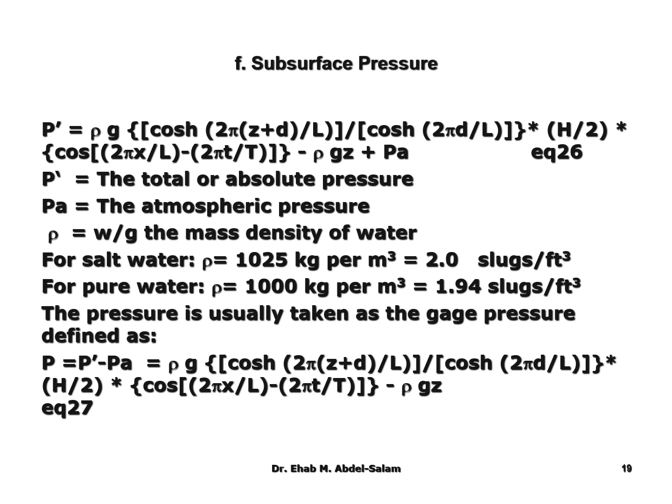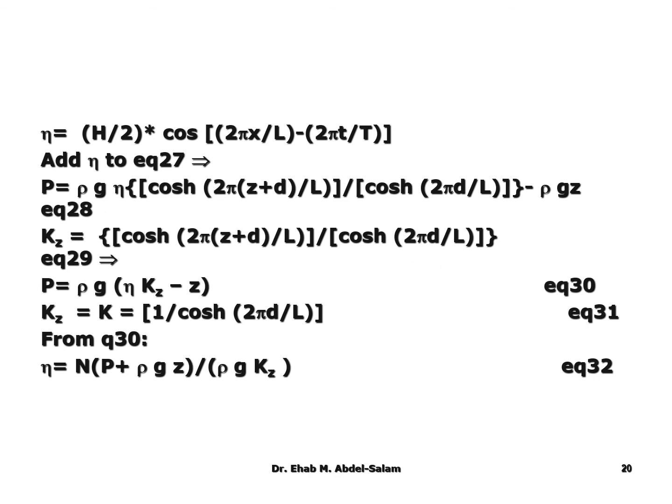P equals rho g cosh 2 pi (z plus d) over L over cosh 2 pi d over L, all that times H over 2 multiplied by cosine (2 pi x over L minus 2 pi t over T), all this minus rho g z. We arrive at eta equals H over 2 cosine (2 pi x over L minus 2 pi t over T), equal to eta. We can put this in our equations. We arrive at P equals rho g eta Kz minus z, where Kz equals cosh 2 pi (z plus d) over L over cosh 2 pi d over L. From equation 30, we arrive at eta equals (P plus rho g z) over rho g Kz.